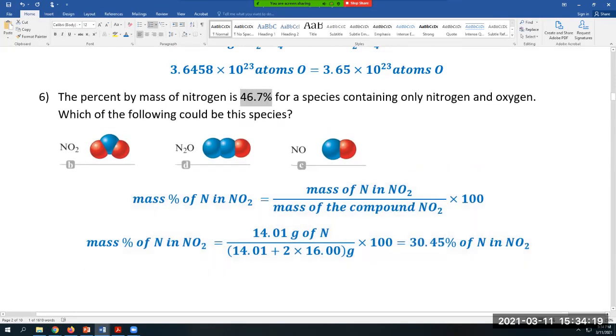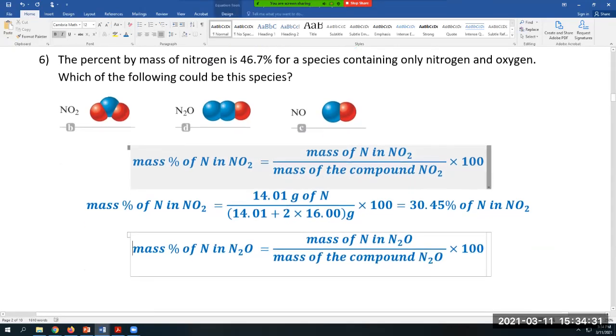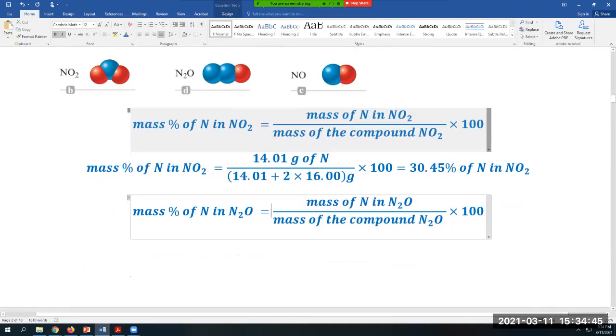So it's not NO2. So then you do N2O. And so you need the mass percent of nitrogen in N2O. So the formula will be the mass of nitrogen in N2O. So this time it's going to be 2 times the molar mass of nitrogen over the molar mass of the compound N2O times 100. So the numbers are the same, except you multiply nitrogen by 2 and oxygen by 1.